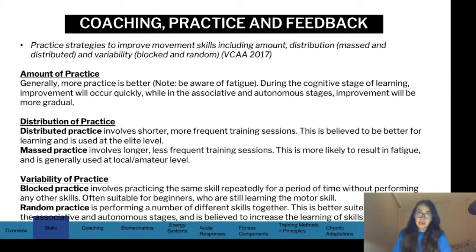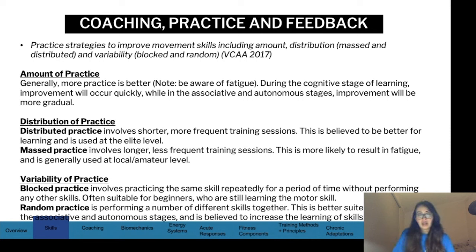Whereas if you are perhaps an elite level, you might do 1 hour practice 3 or 4 times a week. And so you get the same amount, perhaps, or even more, but it's more spread out. And that's likely to result in fatigue or tiredness. So you can see here that MAST, which is the longer, less frequent sessions, is more likely to result in fatigue and is generally used at a local or amateur level.